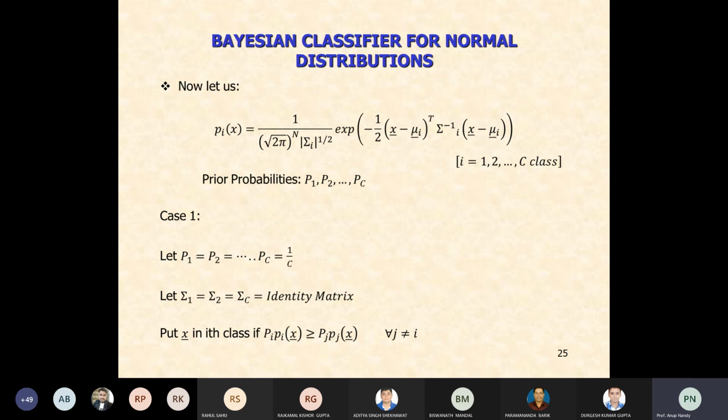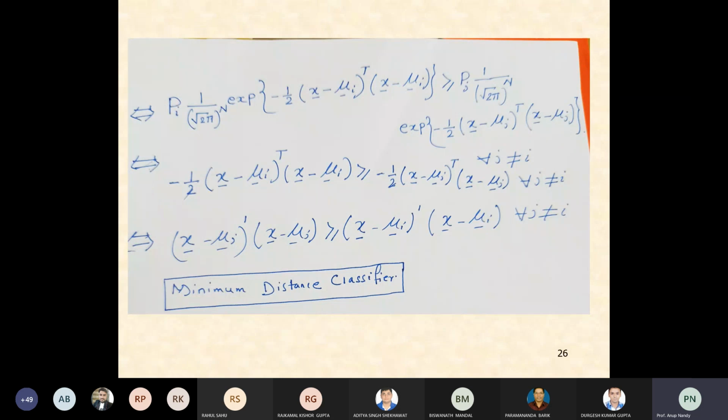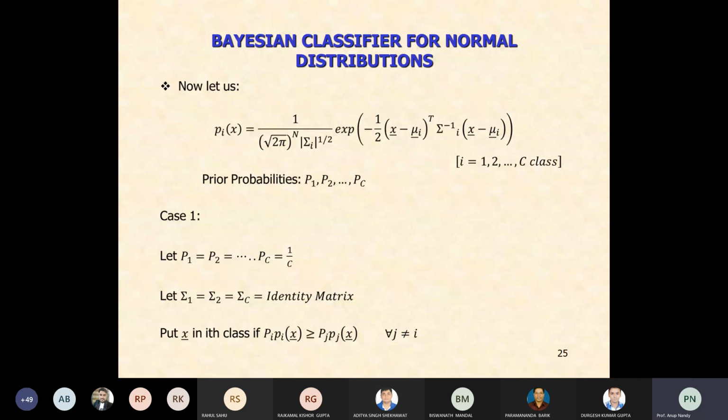Now we'll use that. The formula that I'm going to use, I have written. If I use it, capital Pi small pi x is greater than or equal to capital Pj small pj. Now I am going to write the formula: 1 by root over 2 pi to the power n, determinant of sigma I to the power half, exp of minus half x minus mu I transpose sigma inverse x minus mu I. So now I am putting these things in for each density function.